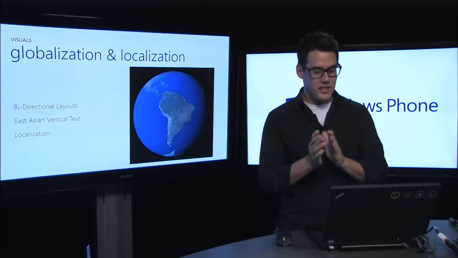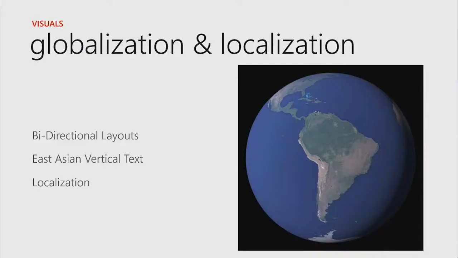Next, globalization and localization. Windows Phone 8 provides a lot of this for you. This is really in the dev details. I can't get too much into this. A lot of it isn't things that I have to deal with in the design studio that much, but bi-directional layouts are totally taken care of, or mostly taken care of for users.